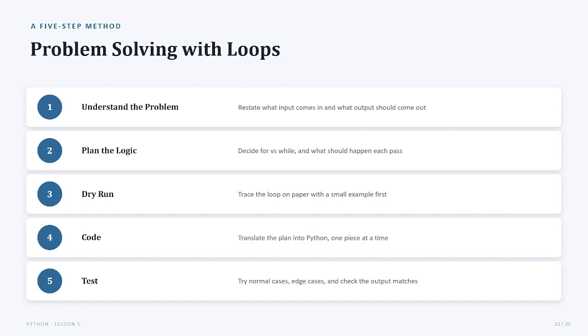Start total at 0. Go through every number from 1 to 10. Add each number to total. Finally print total. Notice that we haven't written a single line of Python yet, but we already know exactly what the problem needs to do. Step number 6. Let's understand it.